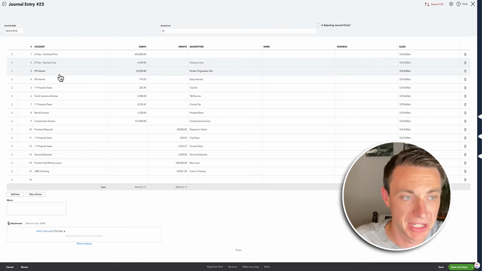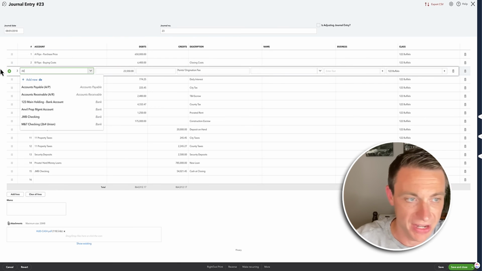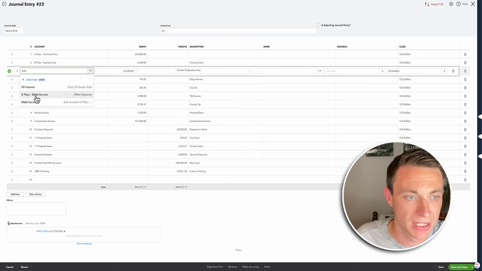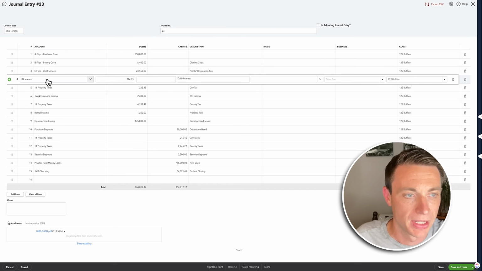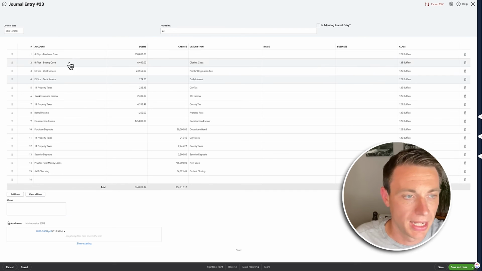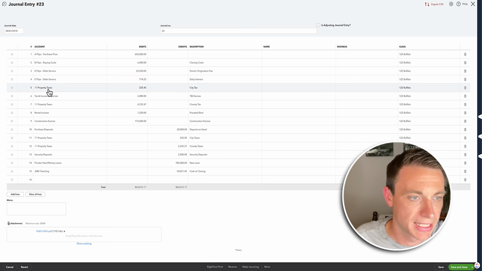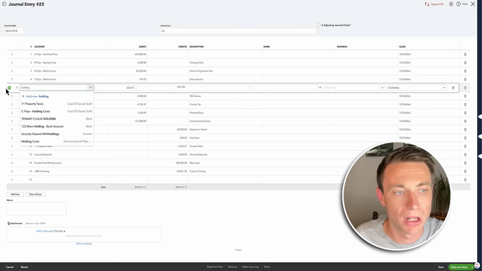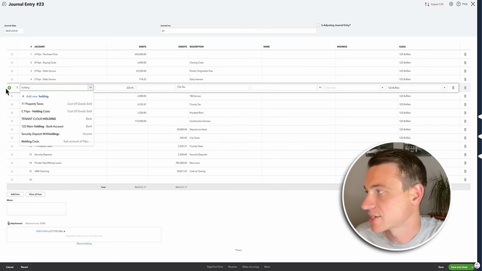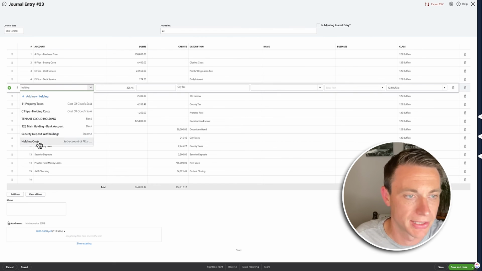I'm gonna actually move some of these as well. So interest, I have a specific debt service account for my flips, and I actually do it as other expense. I'm gonna show you why further down the road here. But I have a debt service account. And let's see, property taxes is going to be holding costs. So I'm typically treating all my utilities, my taxes, my insurance as holding costs.